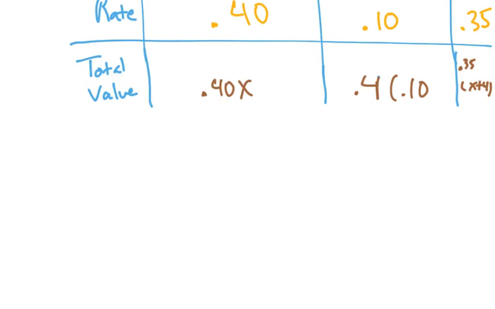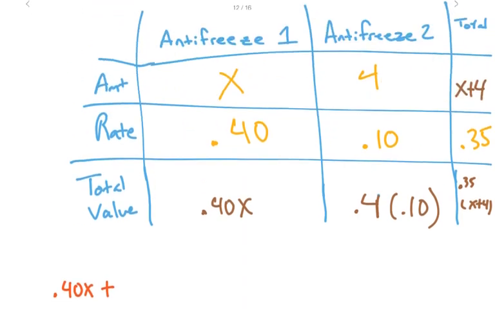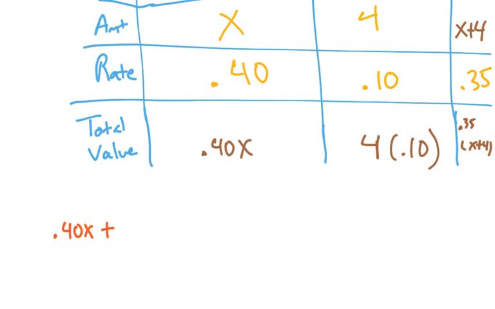We add going across, so this is simply 0.40x plus, where are my parentheses? What is that? I wrote 0.4, it should be 4, my bad. So 4 times 10% is 0.4. See, my mind is working faster than my hand. And then here we have 0.35 times quantity x plus 4. And we just keep going. We keep cleaning it up.